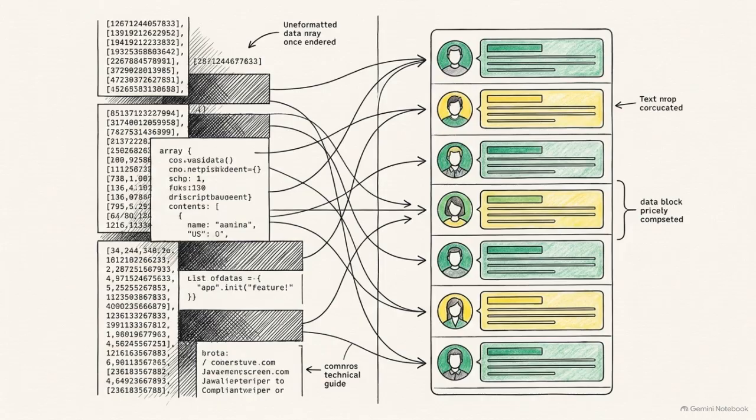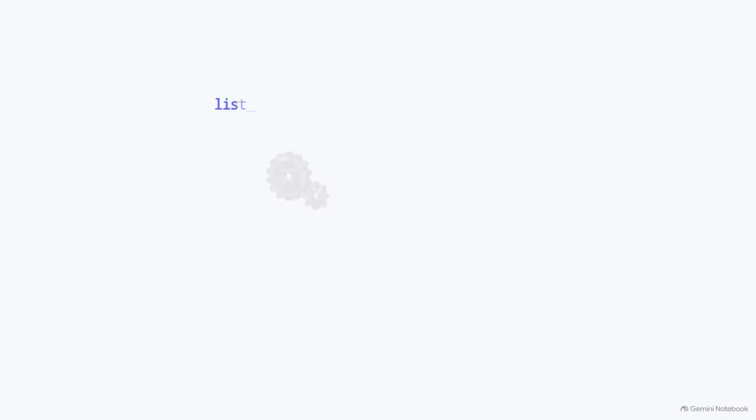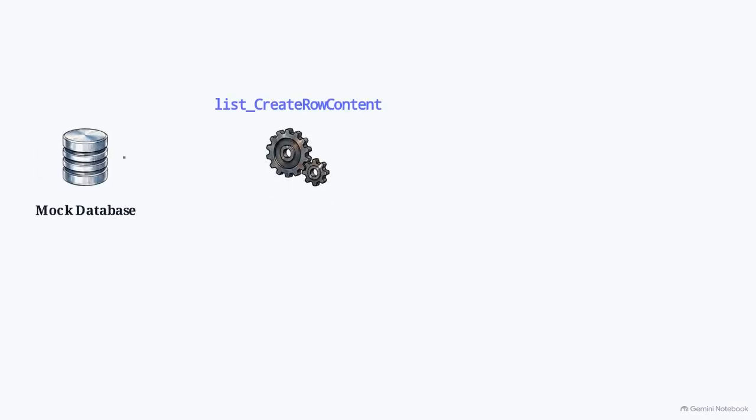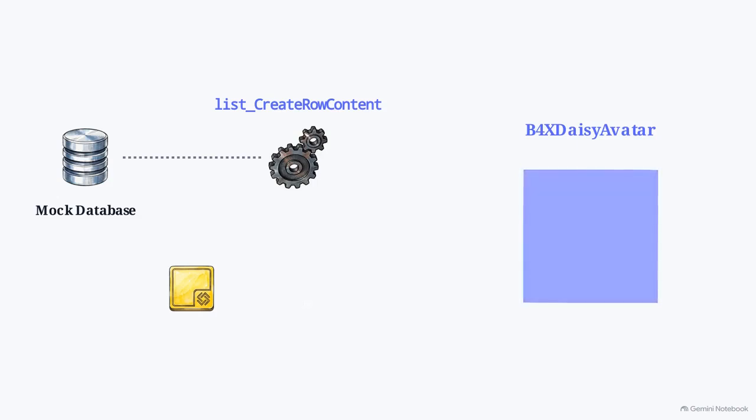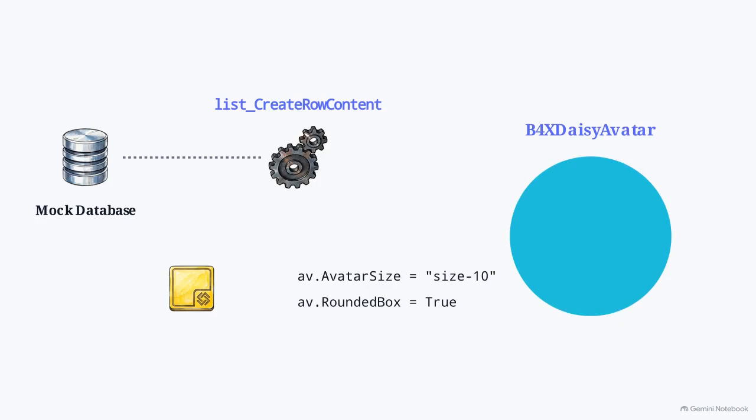One heavy task in mobile UI is translating raw database arrays into scrollable visual lists. The My Store app handles this inside the List Create Row Content logic block. As the list control asks for new rows, it passes the raw data map directly to this subroutine. Using the data provided by that mock database map, the routine generates a new native B4Daisy avatar, sets its image path, rounds its corners, and sizes it using the utility string size 10.